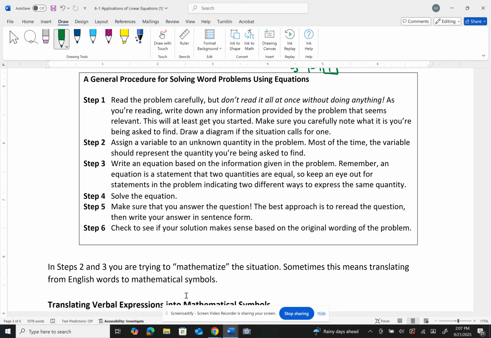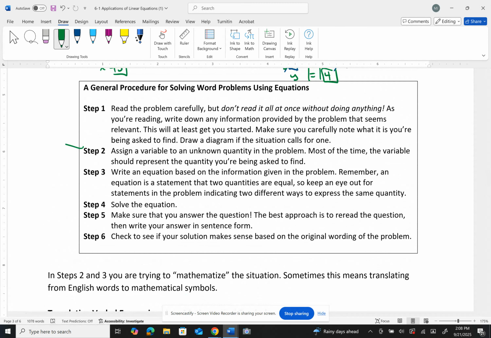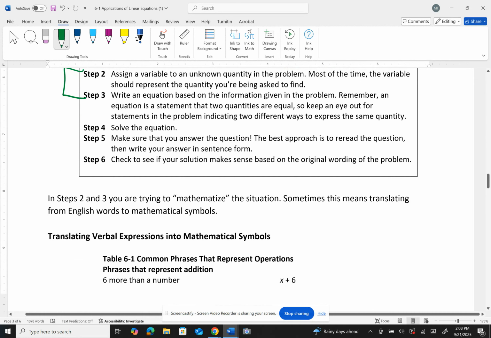And then after that, all you're going to do is solve the equation and then just check it in the original wording of the problem. Okay? Solve the equation. Then make sure you actually answered the question they wanted you to answer. Sometimes there's a follow-up step. And then check it to make sure it makes sense in the words of the problem. So these two steps are what are kind of different from what we did in chapter 1. You're trying to mathematize it. You're trying to get a variable into the mix somehow, okay?